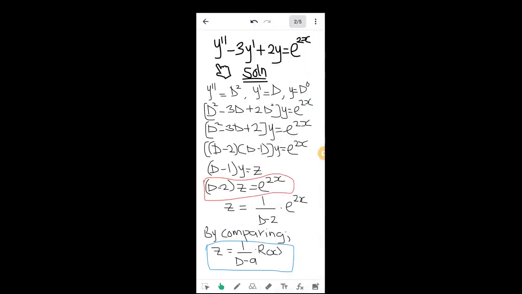So this is the question: y prime prime minus 3y prime plus 2y is equal to e exponent 2x. This is a linear second order differential equation with constant coefficients. All we do is that wherever we see y prime prime, the second order, it is the same thing as D squared. Wherever I see D, it is the same thing as y prime, and wherever I see y, it is D exponent 0, because D exponent 0 is 1. So we just make this substitution here.